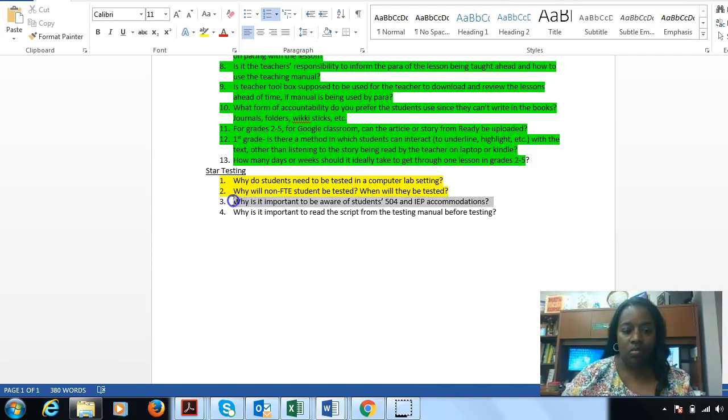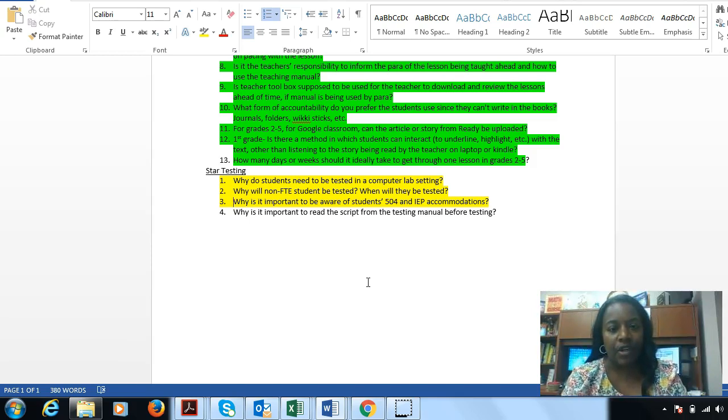Number 3, why is it important to be aware of students' 504 and IEP accommodations? That was asked. Because it's a legal guideline, guys. Unless you're brand new, you had the 504 IEP training last year. All teachers should be aware, because it's a legal document that protects students. And if there is an accommodation that you should be following on a daily basis in the classroom, then it's your responsibility to make sure that that accommodation is provided. So how else would you know lest you were aware?